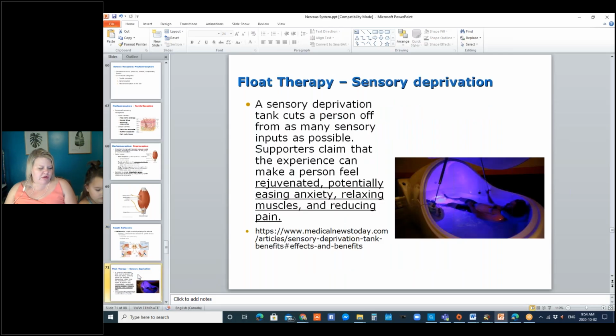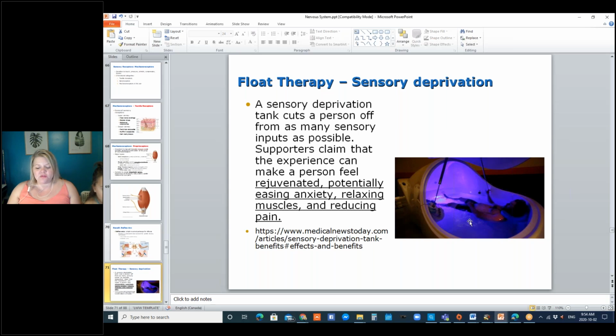This isn't testable, but for your information only. Sensory deprivation used in float tanks have been shown in studies to be helpful with certain kinds of symptoms. They claim that this lack of sensory input can really calm somebody down. It calms down the central nervous system. It can have a person left feeling rejuvenated, potentially easing their anxiety, relaxing muscles, and reducing pain.